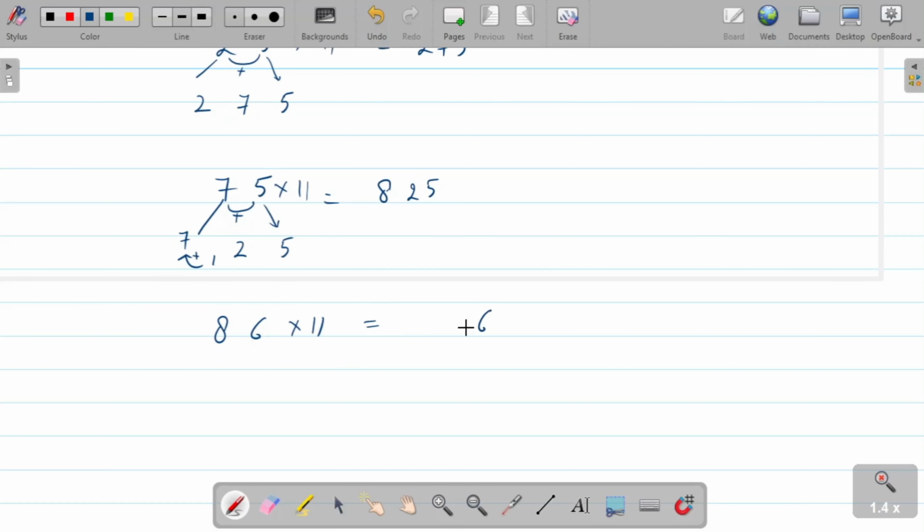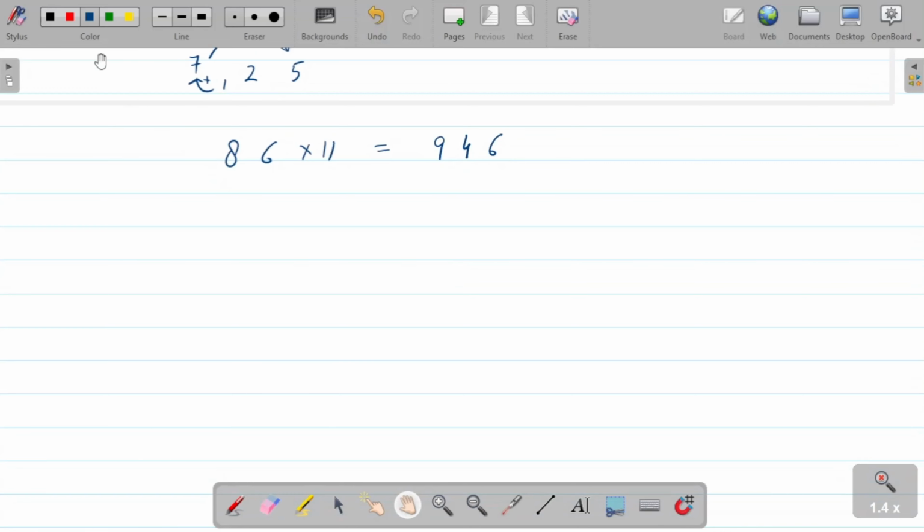Let's take another example. 6 as it is. 6 plus 4 is 10. Write 0 and the 1 is added to the next number, 9. If we have to do the multiplication with a 3-digit number, let's take the situation.